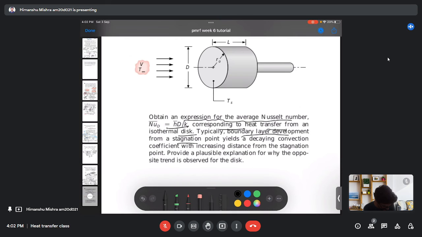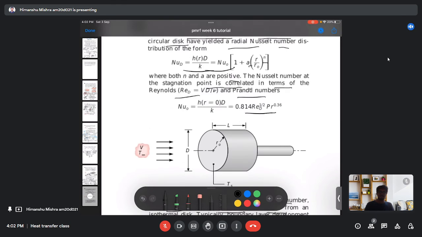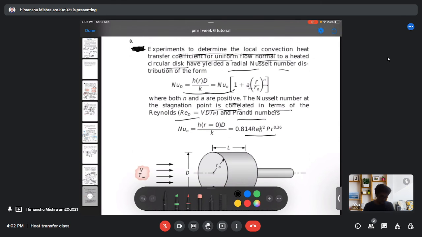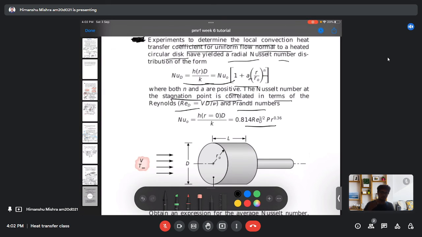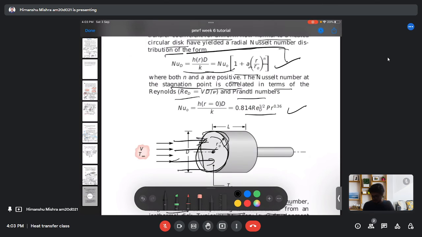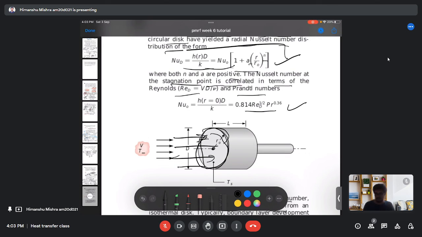Typical boundary layer development from the stagnation point yields a decaying convection coefficient with increasing distance from the stagnation point. So we need to find the Nusselt number here, and we have been given the radial Nusselt number and the Nusselt number at the stagnation point. The stagnation point is the point where the velocity becomes zero. So when air reaches the face of this tube, the velocity at the center will be zero, the flow will be stopped, and that will be my stagnation point. For the radial surface, we have been given the Nusselt number, and for the stagnation point also, and we need to find the average Nusselt number over the surface.